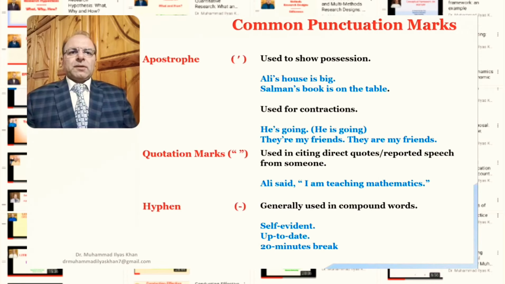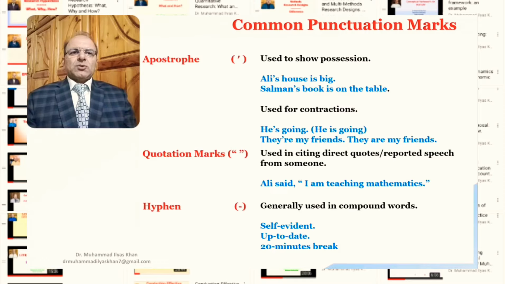The use of the apostrophe, you can see that symbol in front of it. This is used to show possession. For example, Ali's house is big. Here, Ali followed by an apostrophe and S, and the sentence actually shows the possession. That actually means that the house belongs to Ali. Salman's book. Here it shows that the book belongs to Salman.